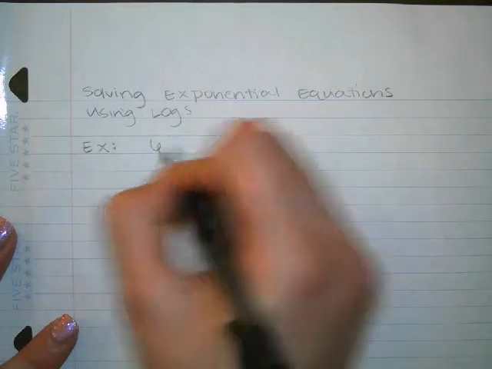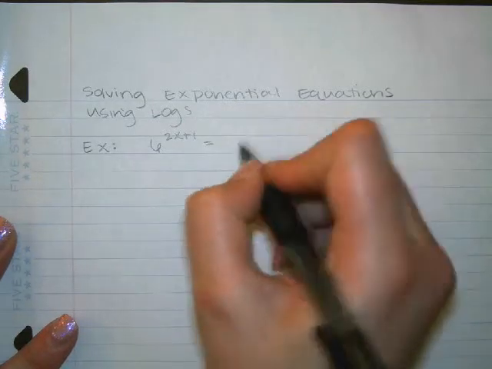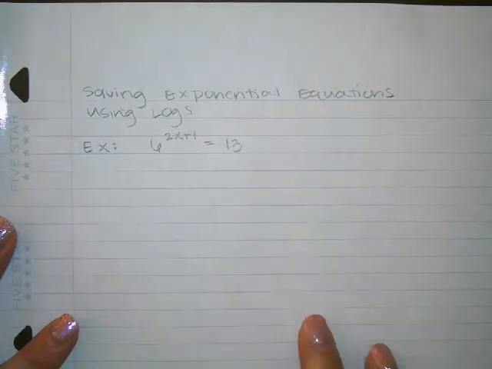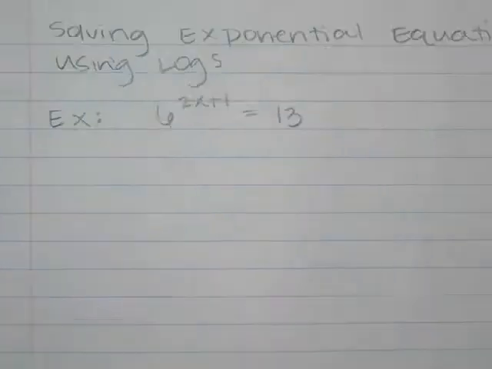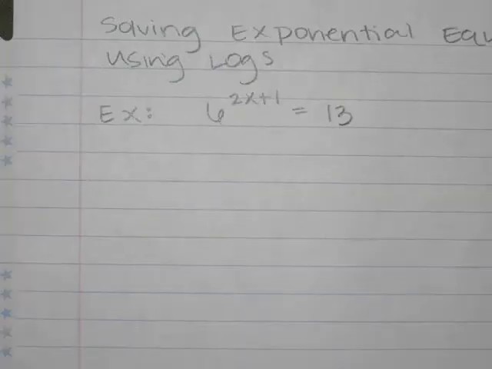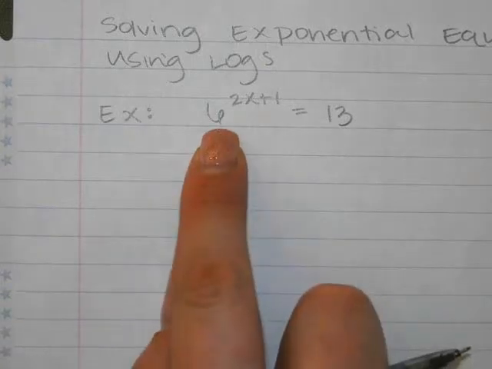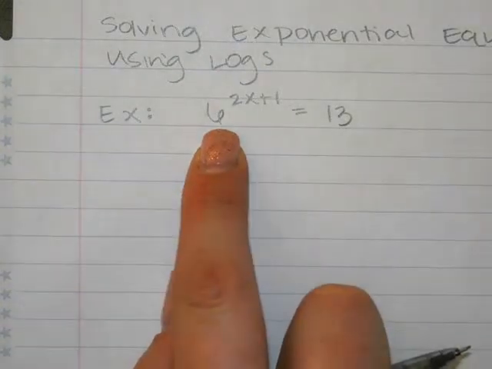So let's say we have the problem 6 to the 2x plus 1 equals 13. If I looked at my chart, 6 and 13 are definitely not in the same column. Well, you could make those the same base, but they would be decimal bases, and it would be very hard to find them, okay? So anytime you have a problem like this, you are not going to think about changing the base because it's not worth the time, okay?